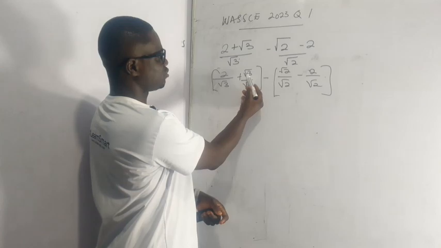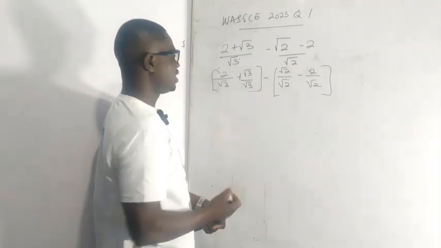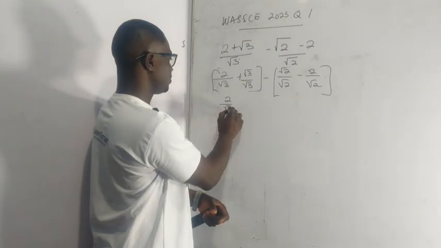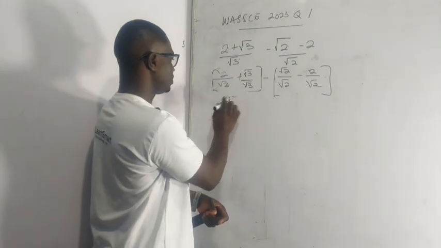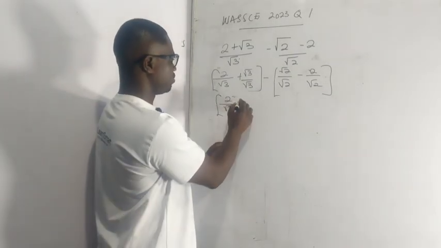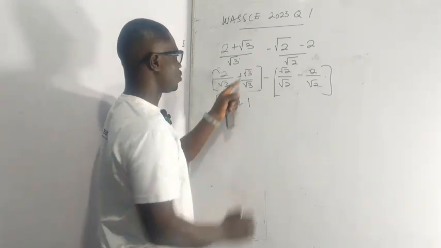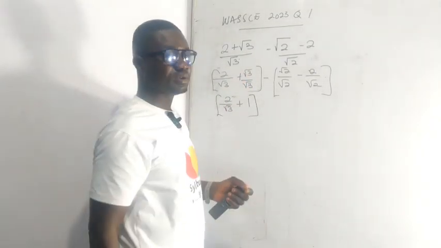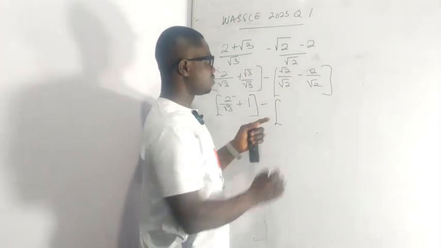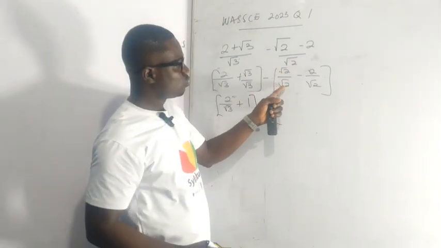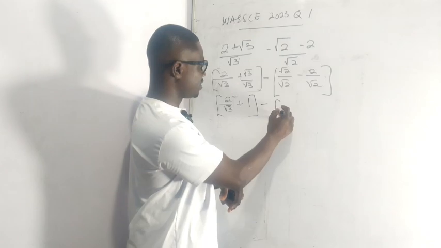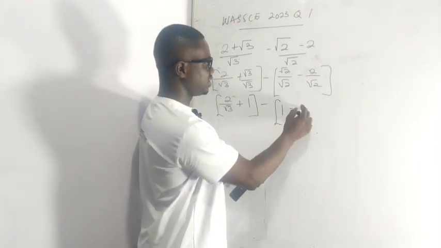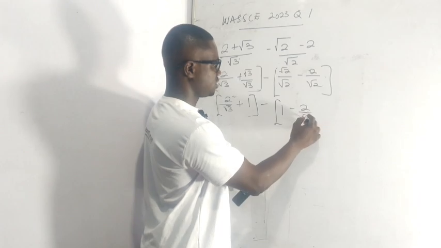Looking at this expression, we can cancel root 3 and root 3. So we have 2 over root 3 and then plus 1, because root 3 can cancel root 3. Now let's look at the second part of the expression, root 2 over root 2. That will also give us 1, right? Good. Then from here, we have this expression minus 2 over root 2.